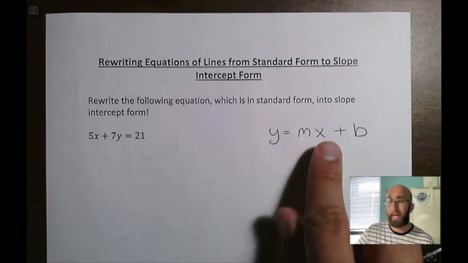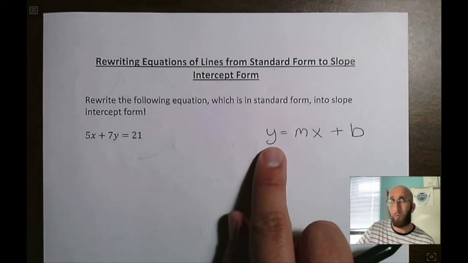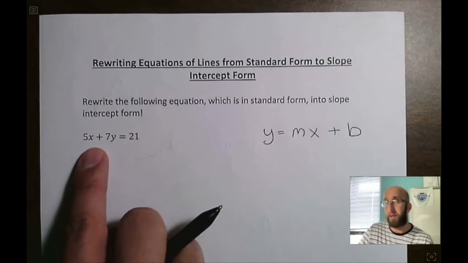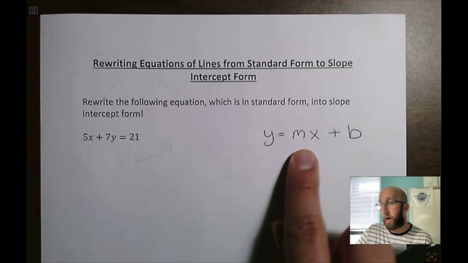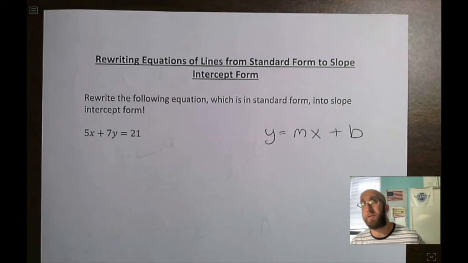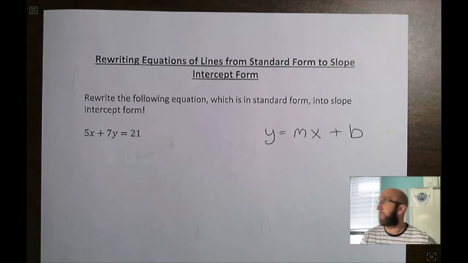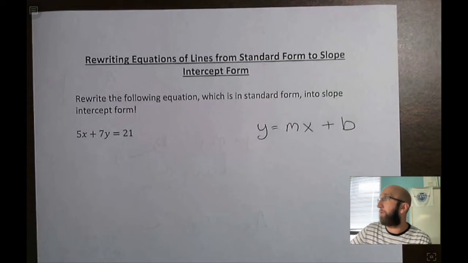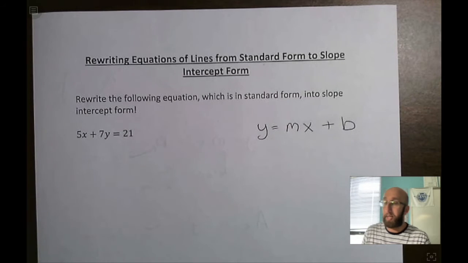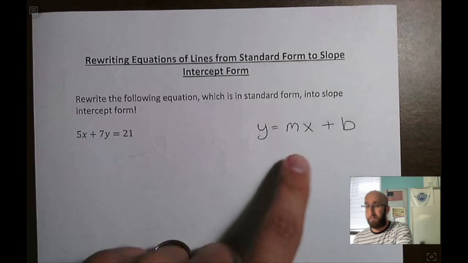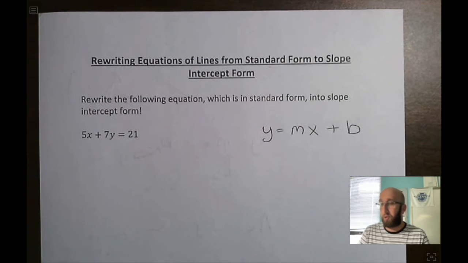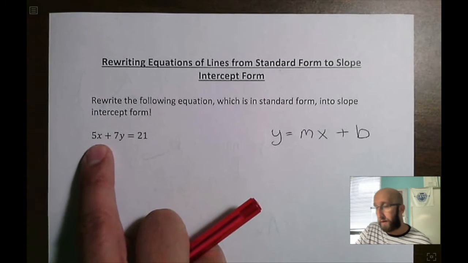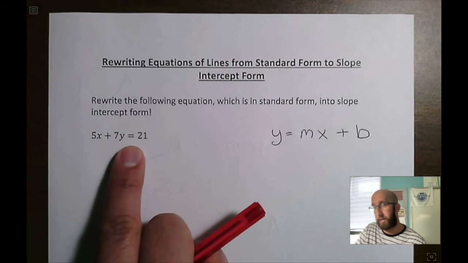The characteristic we want is that the y is by itself. So we need to move everything away from the y and get it on the right side of the equal sign, and we should be good to go. I need to move all the pieces away from that y to the other side, and we should have something that resembles slope-intercept form. Here I have 5x plus 7 times y equals 21.